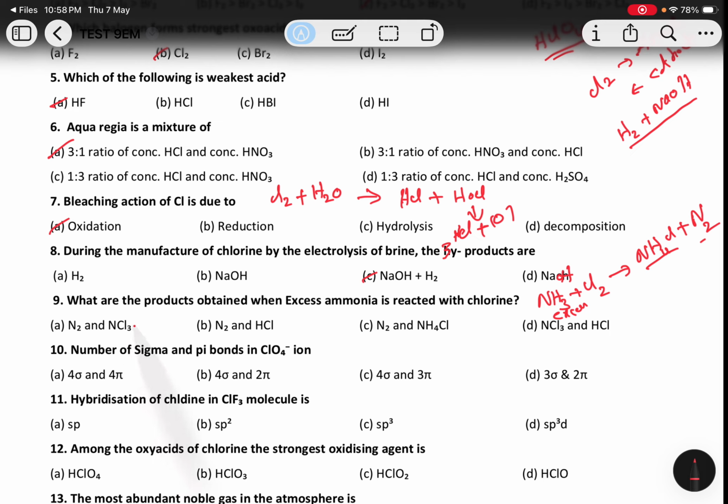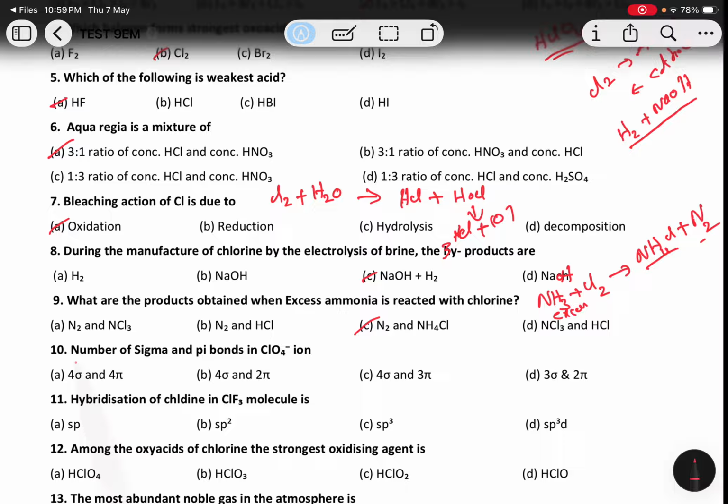NCl3 and HCl are formed when excess of chlorine is taken. This is also important. When ammonia is in excess, ammonium chloride and N2 are formed. When chlorine is in excess, HCl and NCl3 are formed. This is the D answer. Here they are asking about excess of ammonia, so N2 and ammonium chloride is the right answer. If the question is given like this, excess of chlorine reacts with ammonia, D is the correct one.